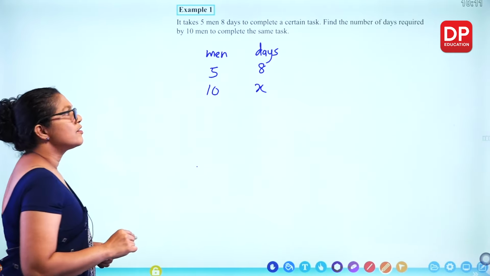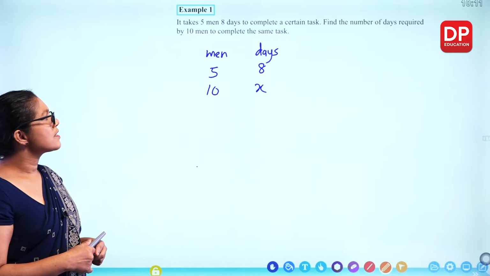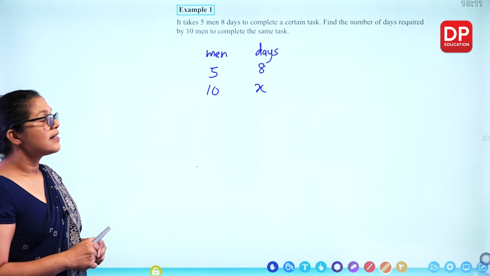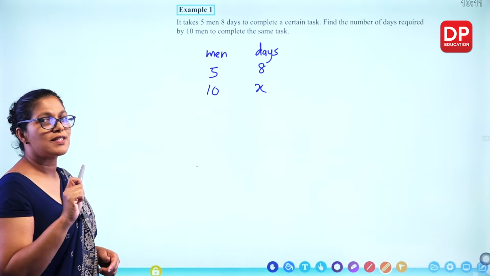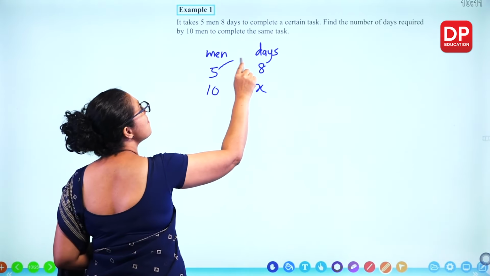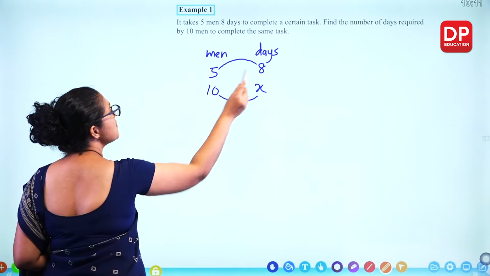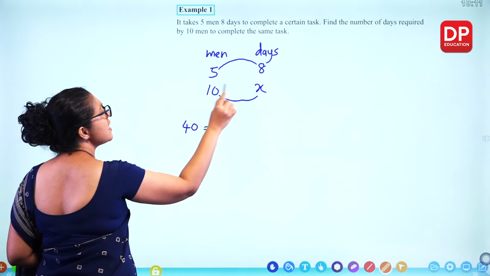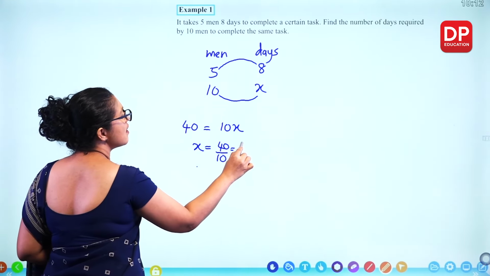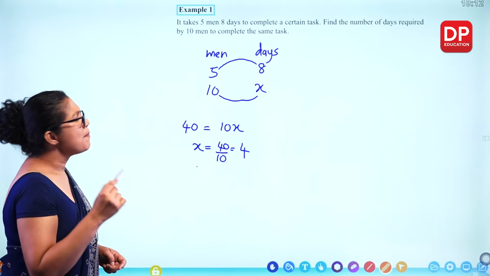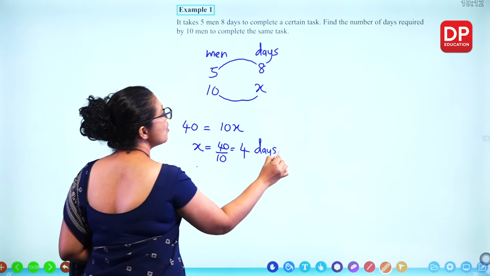We'll put x. So here I'll teach you 2 methods to use when you get inverse proportions. My first method: earlier we used cross multiplication for direct proportions. Now what we do is multiply horizontally to get the value. So first I'll do my short method. Here 5 times 8, 40, is equal to 10 times x, 10x. x equals 40 divided by 10, you get 4. So that means 10 men need 4 days to complete the task.